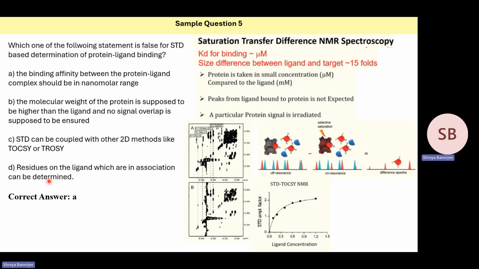So B, C, and D are correct. So the only false statement is A. So when the question is asking which statement is false, we can say A.